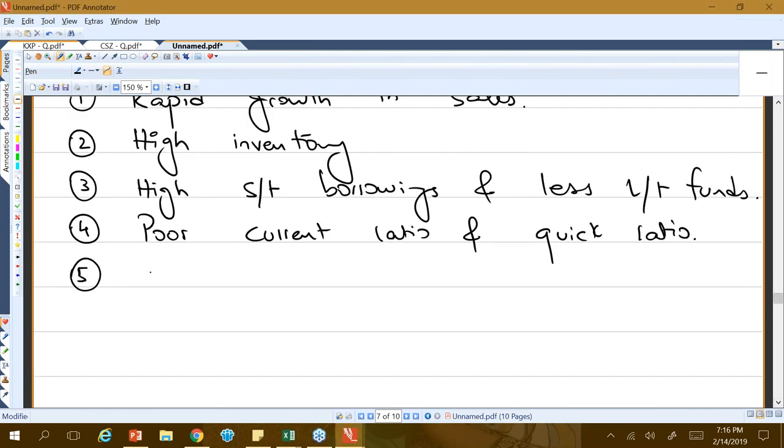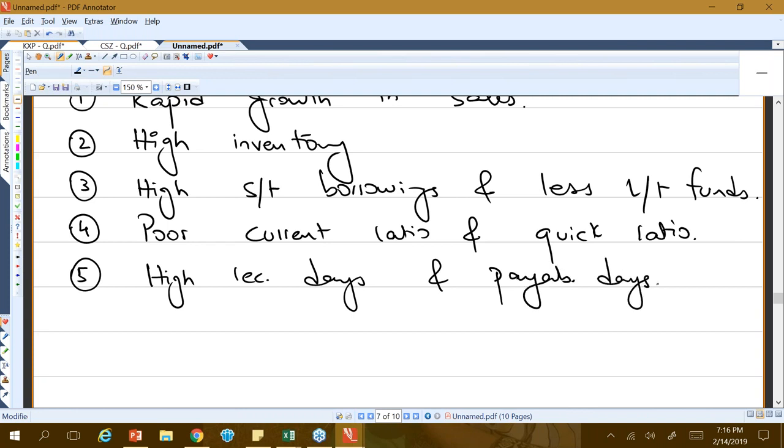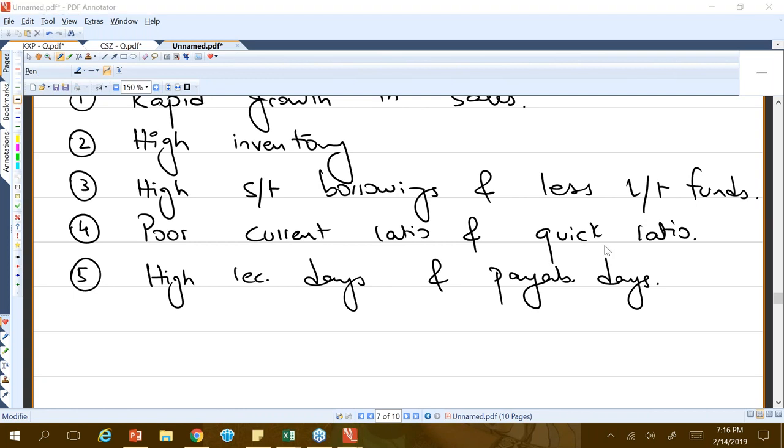Five, receivables and payable days. So high receivable days and payable days. High receivable days means that we are selling too much and we are trying to encourage customers to take it on credit just to increase our sales. And of course, the payable days are high because we are not being able to pay on time. So we are selling more, but we are not paying people on time. So our payable days are not looking good.